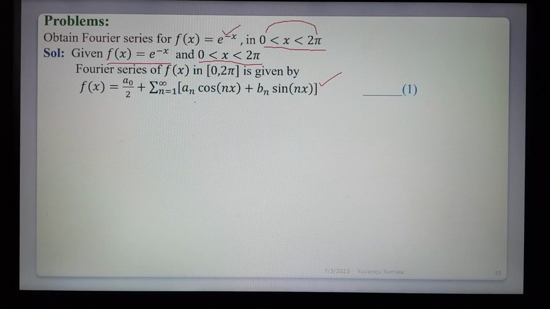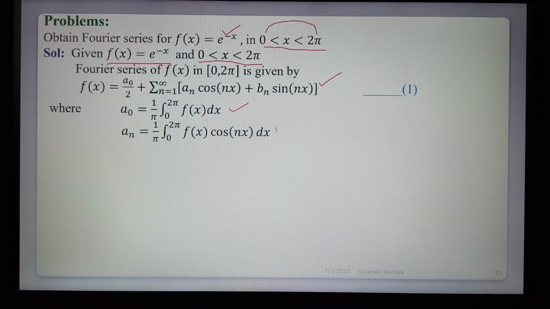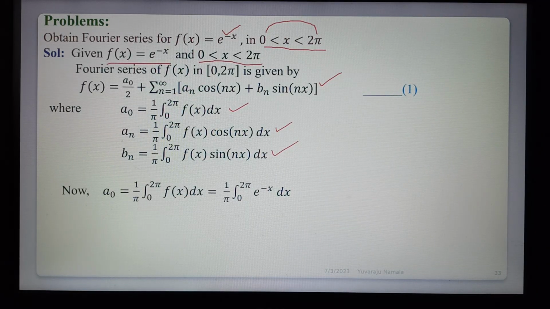the interval 0 comma 2 pi, where a naught is equal to, next an is equal to, next bn is equal to. So this is the Fourier series expansion. Now finding a naught, an, bn, substituting the given function e power minus x. So a naught is equal to 1 by pi into integration 0 to 2 pi f of x dx, that is equal to 1 by pi into integration 0 to 2 pi e power minus x into dx.